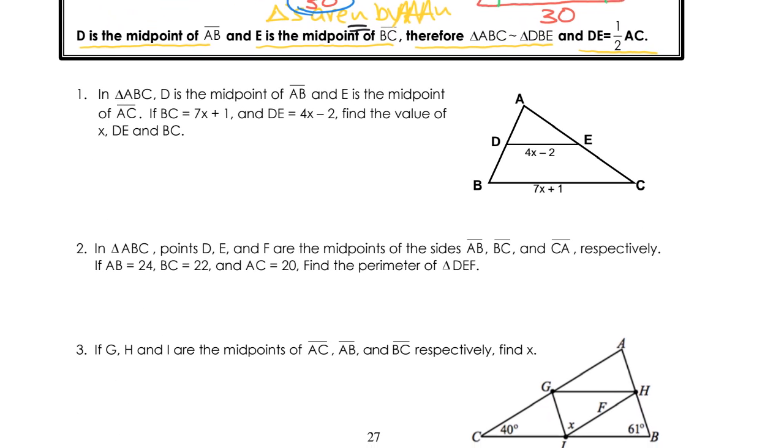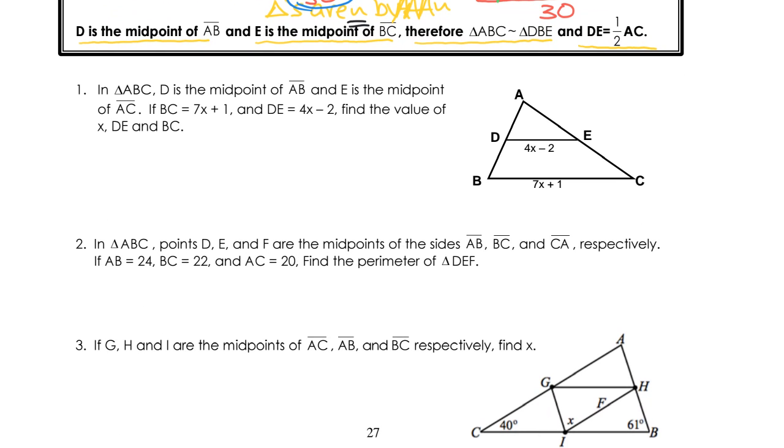All right, so let's take a look at what they have down here. It says in triangle ABC, D is the midpoint of AB, and E is the midpoint of AC. And so as soon as I read that, I'm automatically thinking mid-segment theorem. Okay, and that tells me that my scale factor is equal to 1/2 or 2, depending on if I'm going from small triangle to big or big to small.